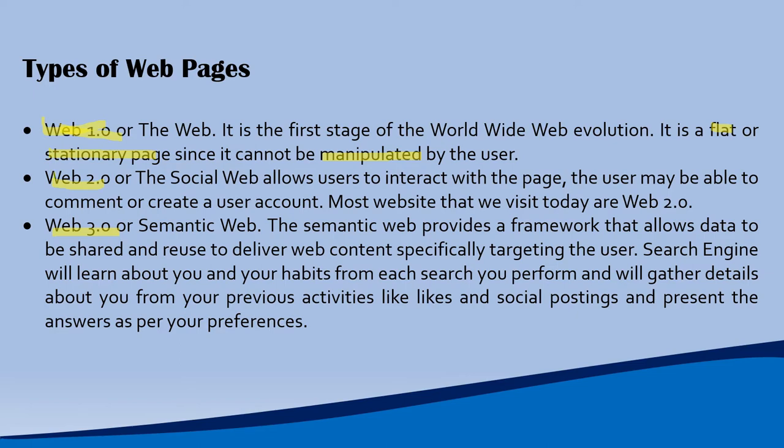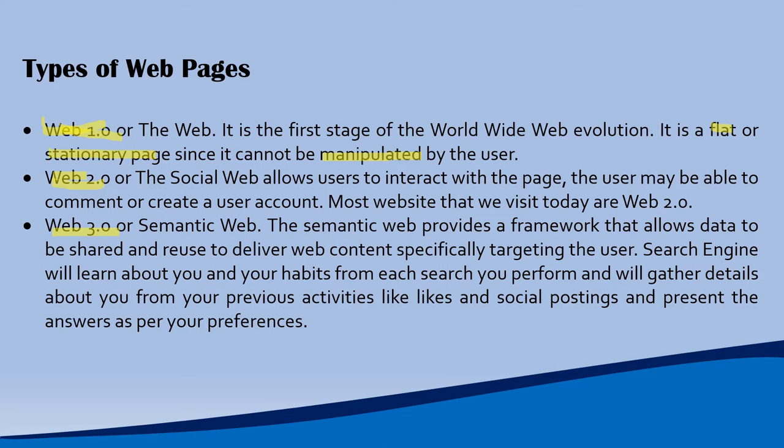Now let's talk about Web 2.0. Web 2.0 or the social web allows users to interact with the page. The users may be able to comment or create a user account. Most websites that we visit today are Web 2.0. So unlike Web 1.0, the users here are able to put some comments, just like on Facebook. That is why it's dynamic.